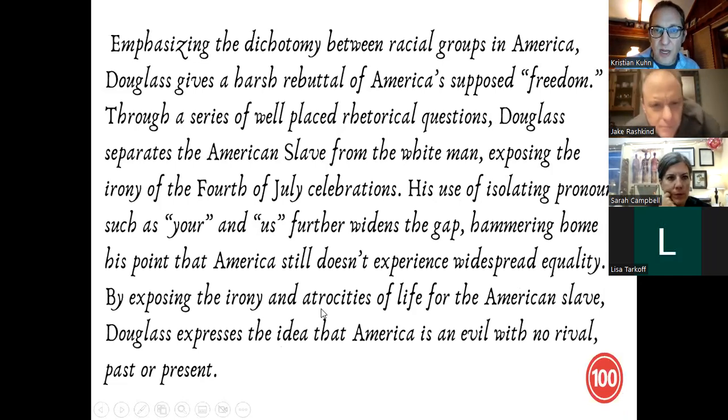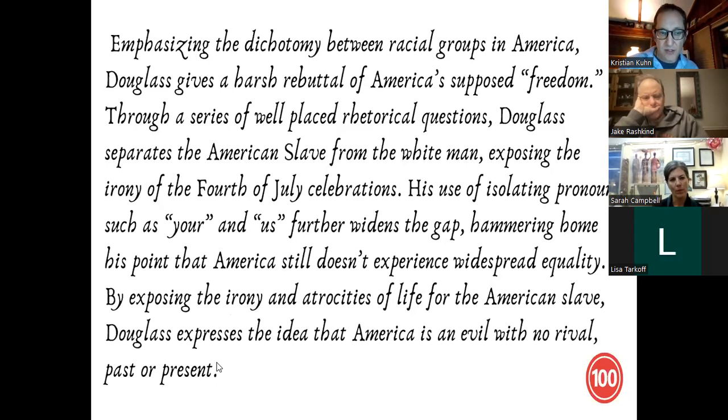Emphasizing the dichotomy between racial groups in America, Douglas gives a harsh rebuttal of America's supposed freedom. Through a series of well-placed rhetorical questions, Douglas separates the American slave from the white man, exposing the irony of the 4th of July celebrations. His use of isolating pronouns such as your and us further widen the gap, hammering home his point that America still doesn't experience widespread equality. By exposing the irony and atrocities of life for the American slave, Douglas expresses the idea that America is an evil with no rival past or present.